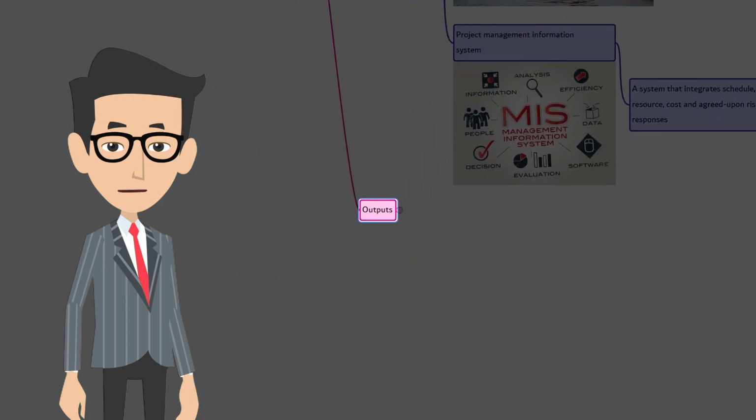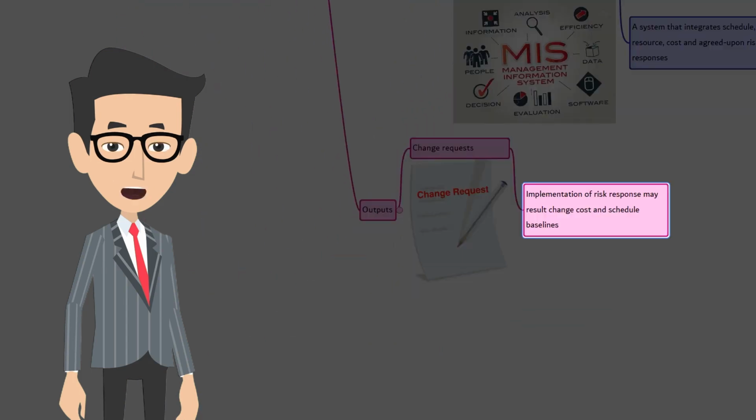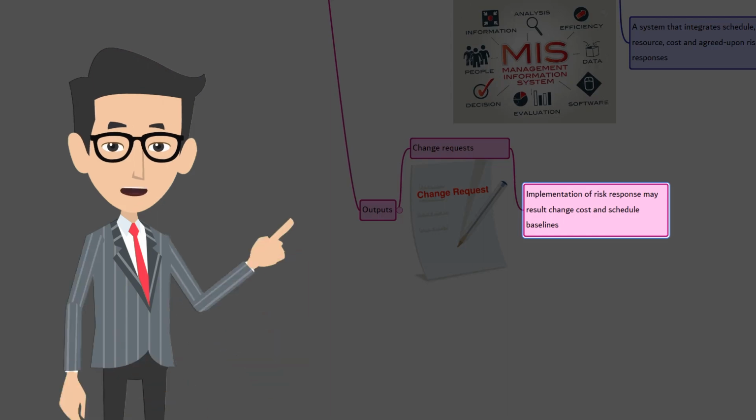Now let's talk about the outputs. Change request. Implementation of risk responses may result in a change request to the cost and schedule baselines or other components of the project management plan. Change requests are processed for review and disposition through the perform integrated change control process.